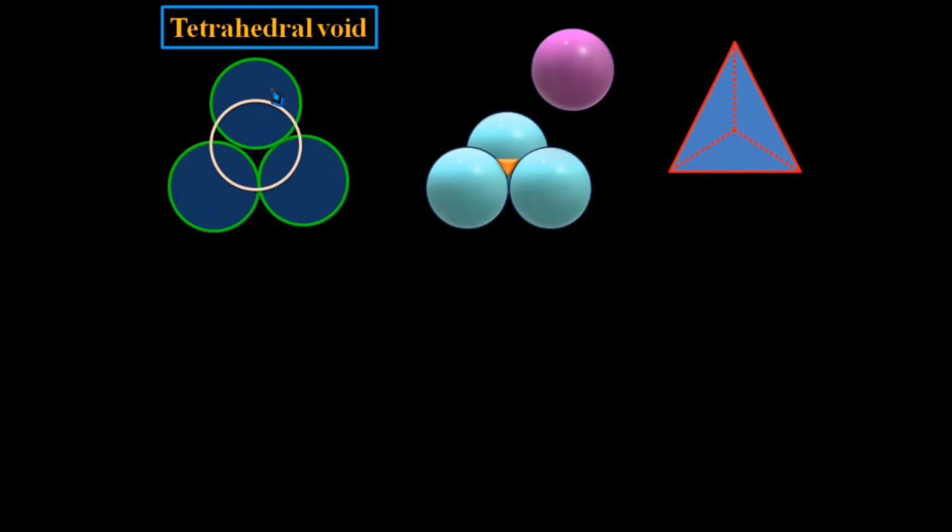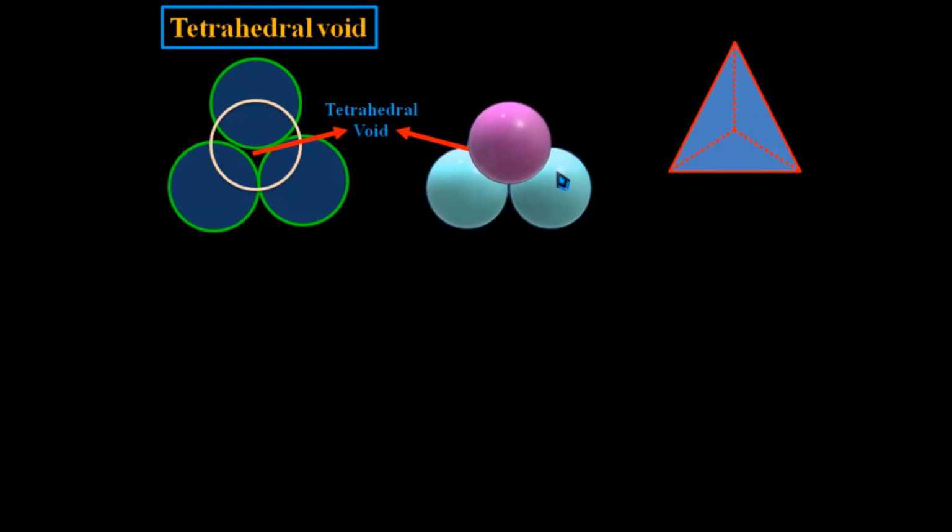Here, this is our base layer, and above it we place a sphere of the second layer. That means the void formed here is the tetrahedral void. When we join the centers of these 4 spheres, a tetrahedron is formed. That means these 4 spheres are present at the vertices of the tetrahedron: 1, 2, 3, and the back one is 4. Here, this is the tetrahedral void.